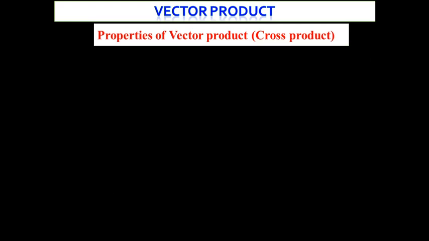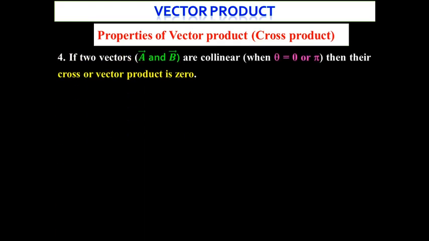Now we will see the fourth property. And what is the fourth property? If two vectors are collinear, meaning two vectors along the same line, parallel or anti-parallel, and we take the cross product or vector product of two collinear vectors, then the result will be 0. So for collinear vectors, their cross product will be 0.